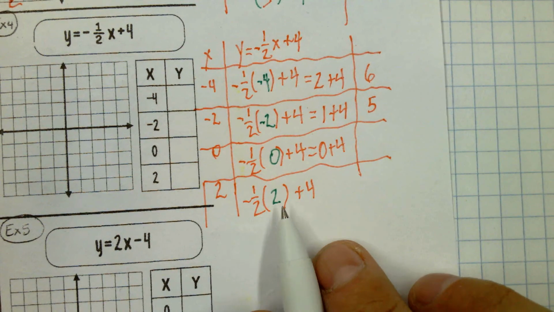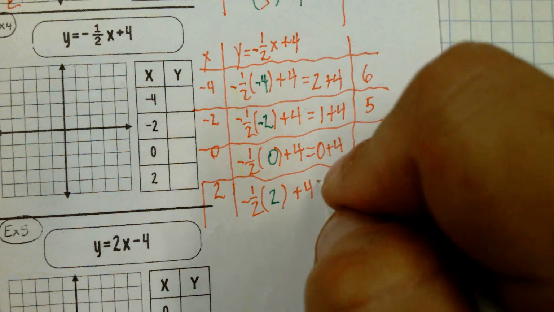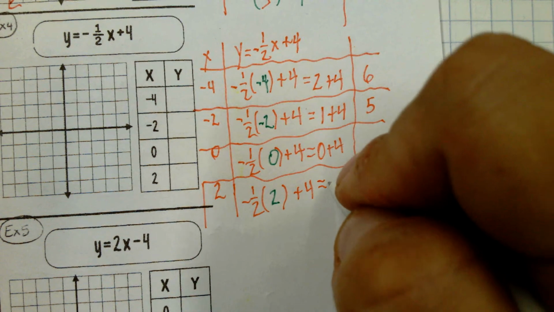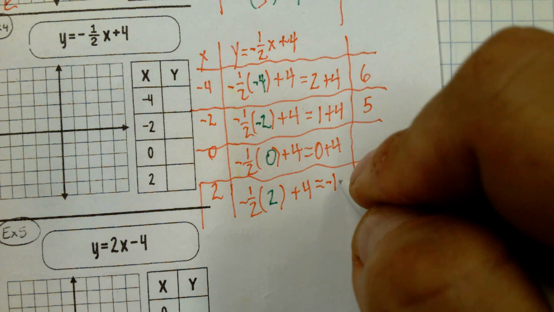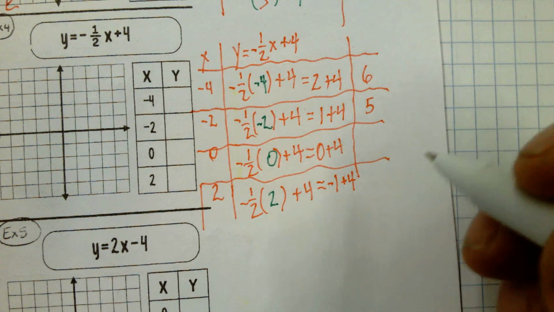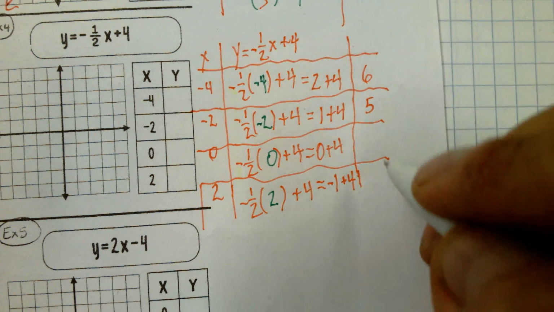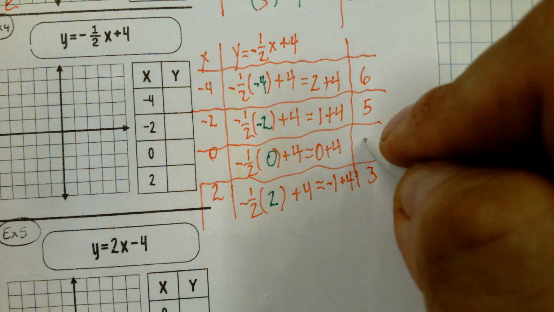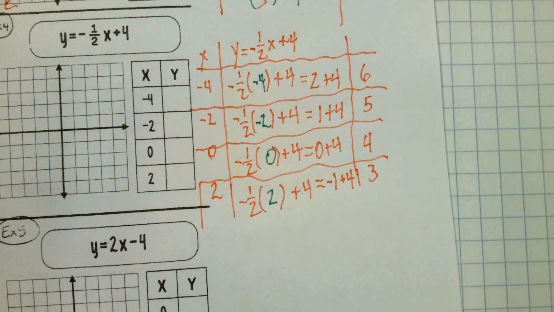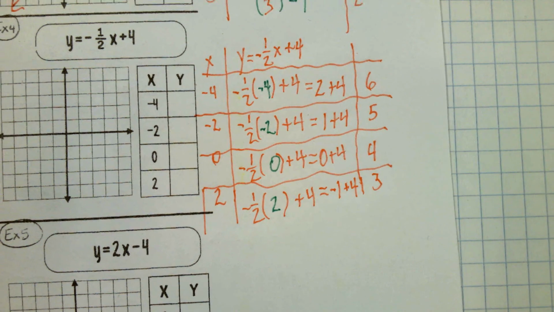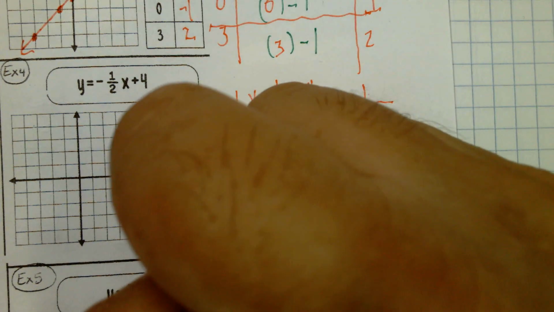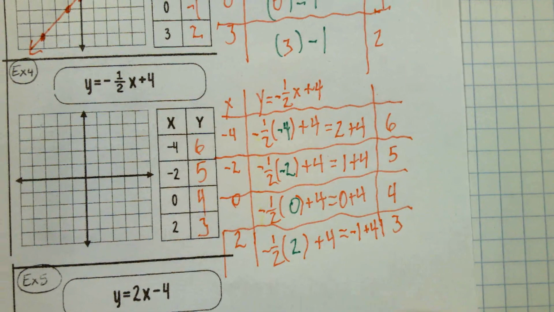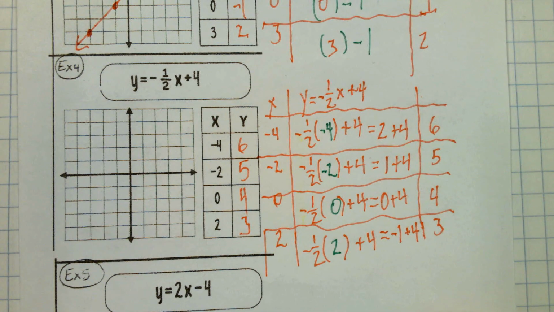And then we have a negative times a positive. So that's going to be negative, and half of 2 is 1, and then plus 4. Negative 1 plus 4 is, oh, I'm sorry, this is 4. Okay, 0 plus 4 is 4. So we have these values now. 6, 5, 4, 3. Okay, let's go ahead and plot those points.